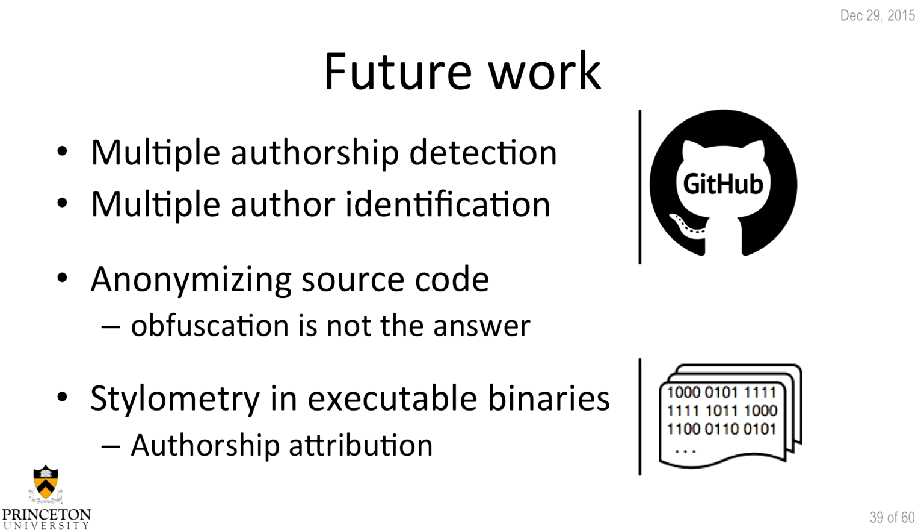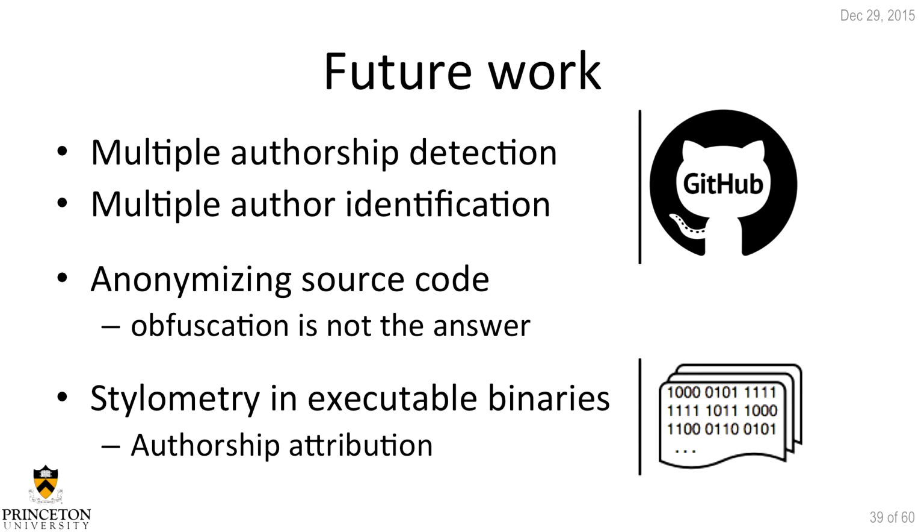For example, Git repositories. Can we find the multiple authors? And can we identify which part was exactly written by whom? And we would also like to look into anonymizing source code, because we saw that obfuscation is not the answer to that. And then, what about stylometry and executable binaries?